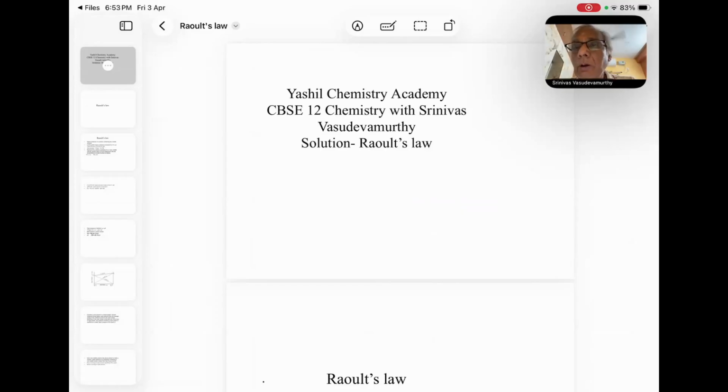Today we will discuss Raoult's law. In this PowerPoint presentation, we will cover the following topics. Number one, Raoult's law for a solution containing two or more volatile solvents. Raoult's law for a solution containing a non-volatile solute and a volatile solvent. Then, what is the meaning of ideal solution? Conditions for a solution to be ideal. Then non-ideal solution, conditions for a solution to be non-ideal. Then positive deviation with example, and negative deviation with example. These are the things you'll be seeing.